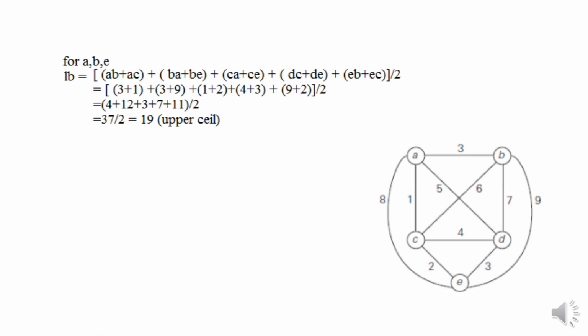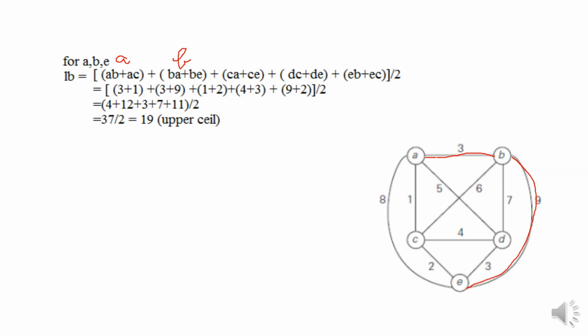Next, let us consider A followed by B followed by E. So A to B and then B to E. That means this particular edge should be there. So for the vertex A, I have to take this edge AB, and the other one could be the minimum one, that is 1. So 3 plus 1. For city B, I will take this particular edge, that is 3, plus the other edge has to be the edge BE.